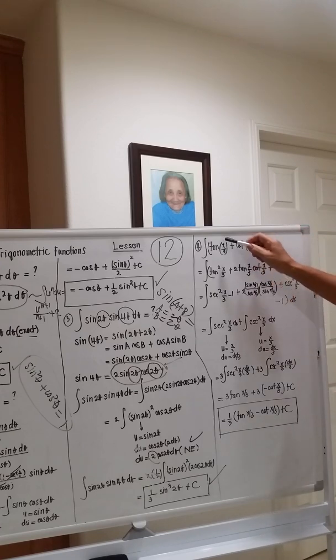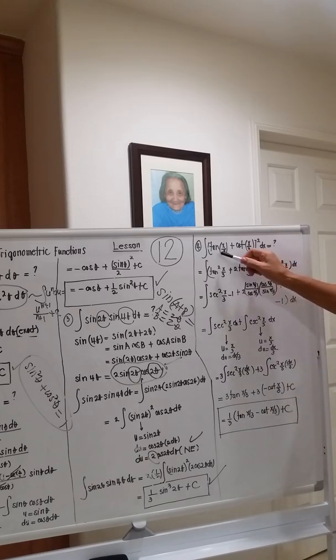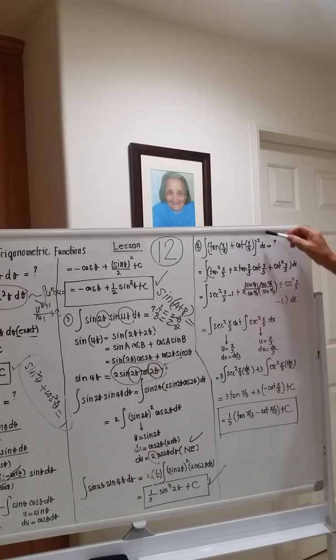Expanding, the square of the first one is tangent squared of x over 3. The middle term is twice tangent times cotangent: 2 tangent of x over 3, cotangent of x over 3. The third term is the square of the cotangent: cotangent squared of x over 3. Okay? We'll go automatic a little bit.